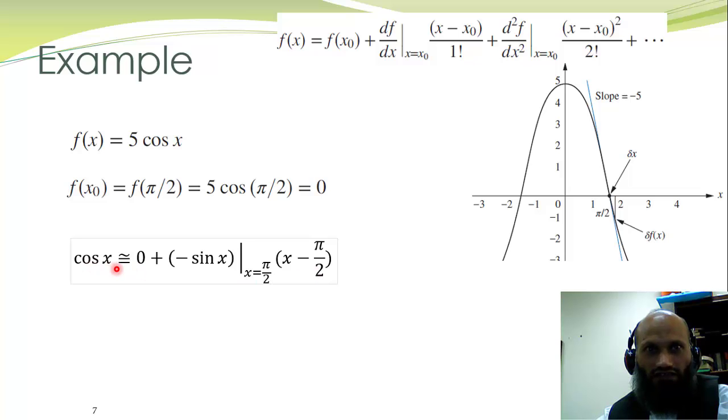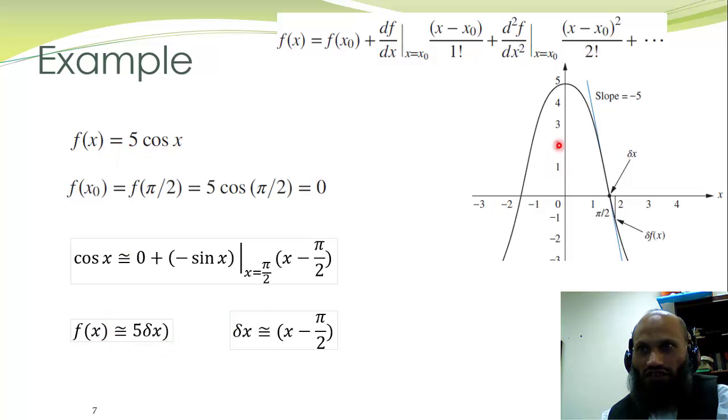So cosine of x is approximately equal to this expression, and therefore f of x is equal to 5 times delta x, because sine of pi by 2 is 1, so 5 comes from here, so minus 5. Here it should be minus 5 into delta of x, where delta of x is equal to x minus pi by 2. So we have approximated this nonlinear function by a linear function, that is this nonlinear curve by a straight line.